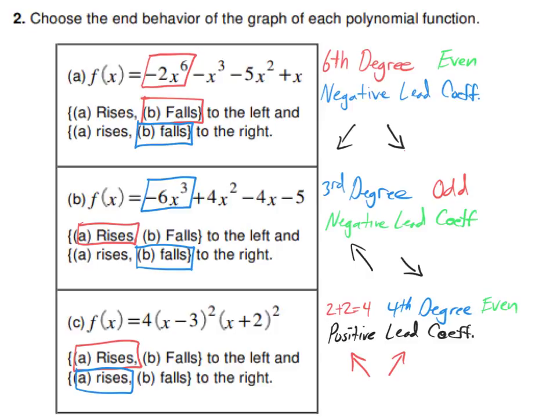The key thing to remember is on all evens, they go the same direction. On all odds, they go opposite directions. And on a negative lead coefficient, the right side always drops. On a positive lead coefficient, the right side always goes up. Those are key ideas.